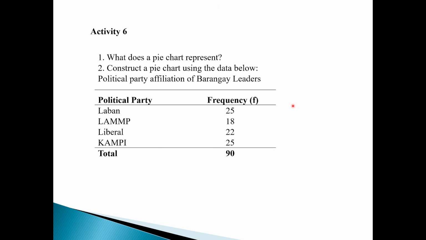And then do that again for your Campi, 25. So again, that is 100 degrees. So the total of those four should be equal to 360 degrees. Now you already know your circle and the degrees for each category. You are now ready to draw your pie chart. Just remember you need to label each category and each percentage that they represent.